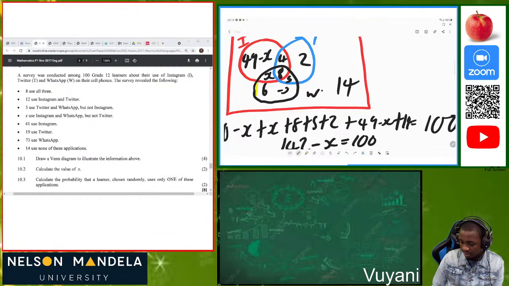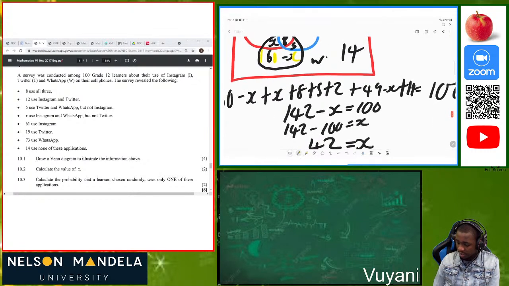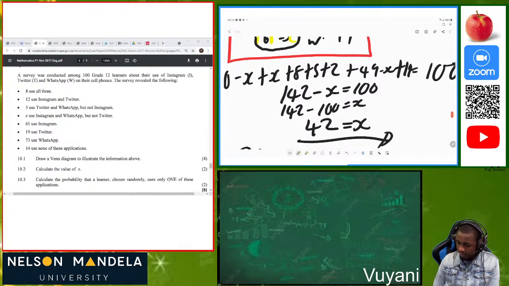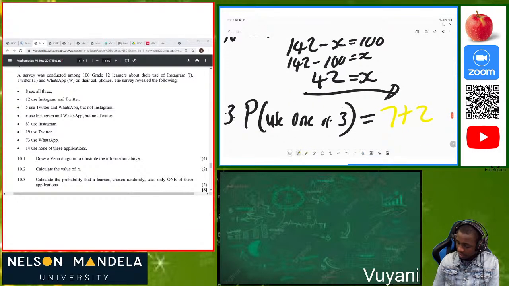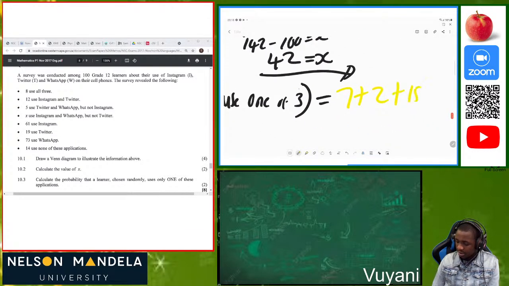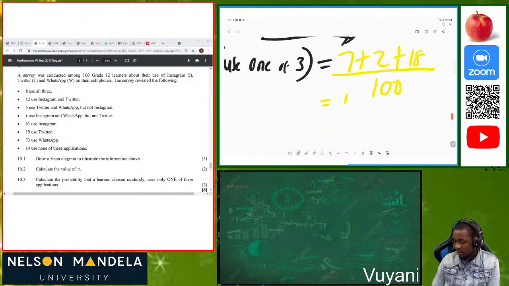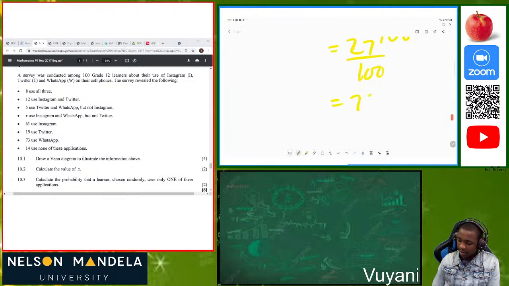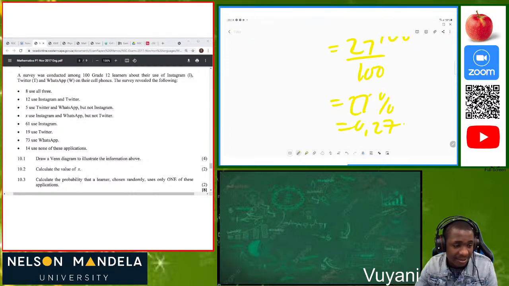All right, then 60 minus 42, we get 18. Then it's going to be 7 plus 2 plus 18 divided by total symbol, which is 100. Then 18 plus 2 is 20, then it's going to be 27 over 100, which is the same as 27%. It is also the same as 0.27. So that's our probability, guys.